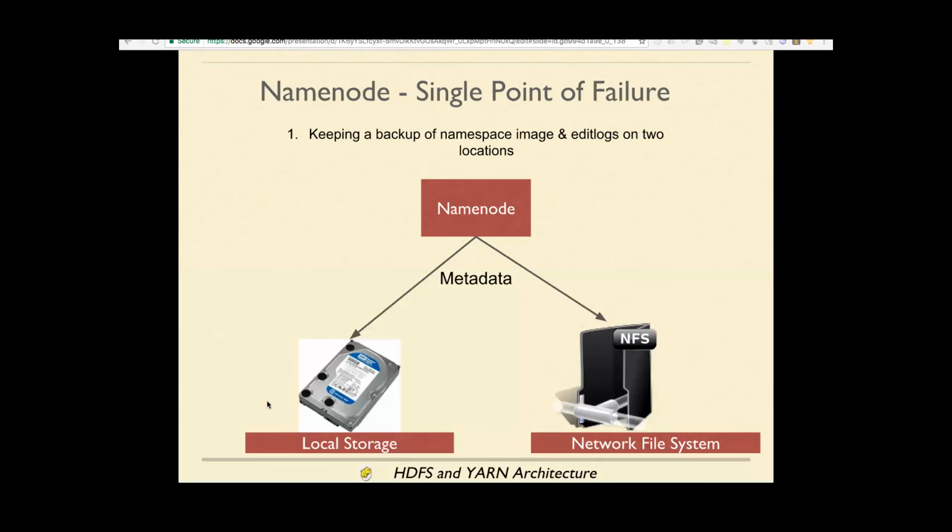Earlier, in Hadoop 1, we used to keep a continuous backup of image and edit logs. In case the name node fails, we install a name node on any other machine and restore the metadata by combining image and edit logs. All right.